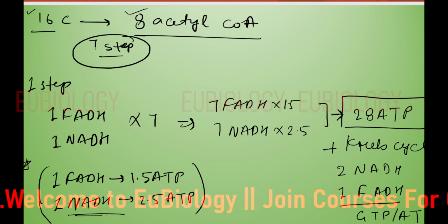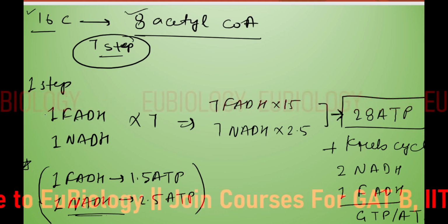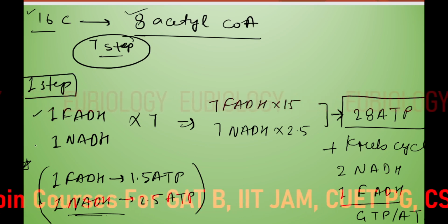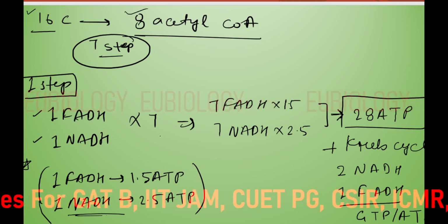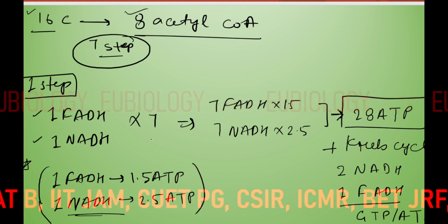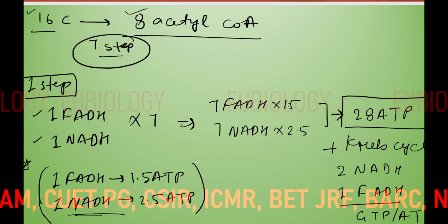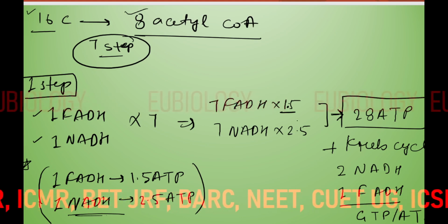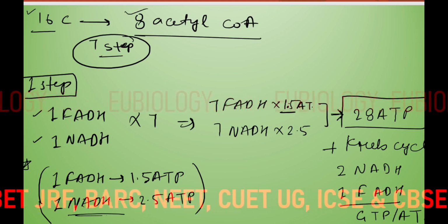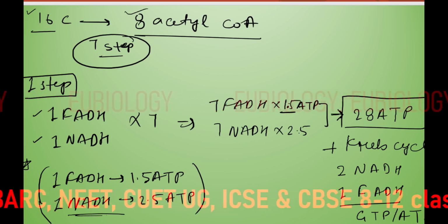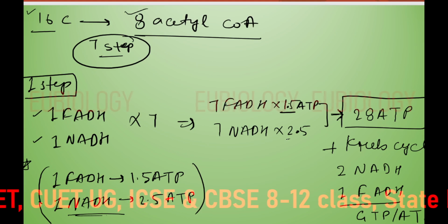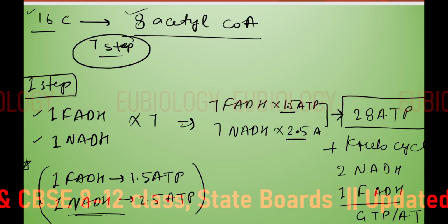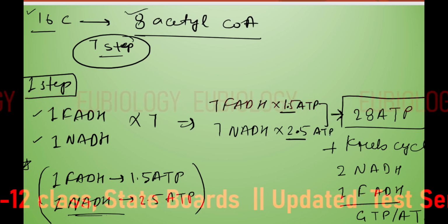So these 7 steps will be done, and in each step you are getting one FADH and one NADH. So you have to multiply with 7. So 7 FADH and 7 NADH. Each FADH will give you 1.5 ATP, and each NADH will give 2.5 ATP. So total how much ATP will you get? It is already written there, 28 ATP.